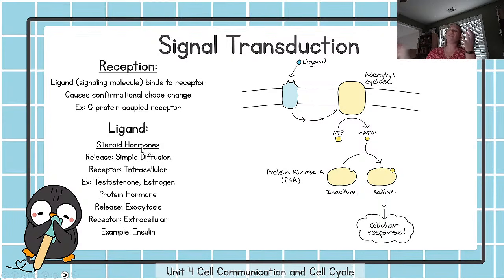Now we have different types of ligands. There could be a steroid hormone, or there could be a protein hormone. So steroids, we talked about those in Unit 1. The big thing we have to remember about those steroid hormones is that they're non-polar. Because they're non-polar, they're going to be able to move directly across the plasma membrane. And so they move across the plasma membrane, and their receptors are going to be intracellular.